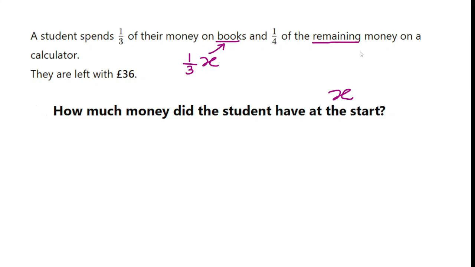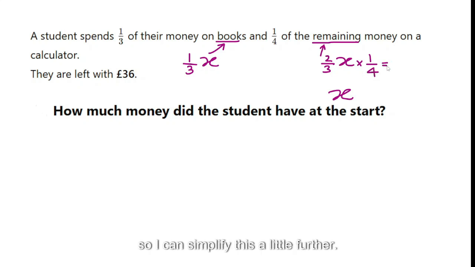Now, the person had X amount of money to start with. 1/3 X was spent on books. So obviously, the remaining money is 2/3 of X. And from that, a quarter was spent on a calculator. So a quarter of that. I can simplify this a little further.